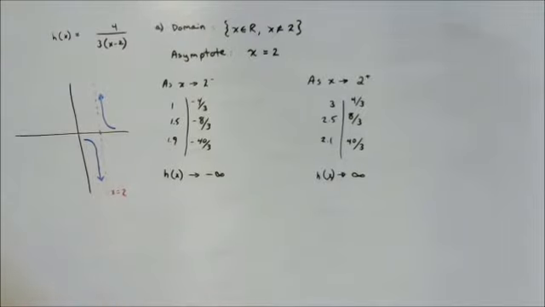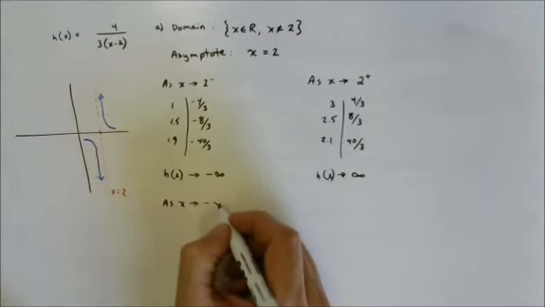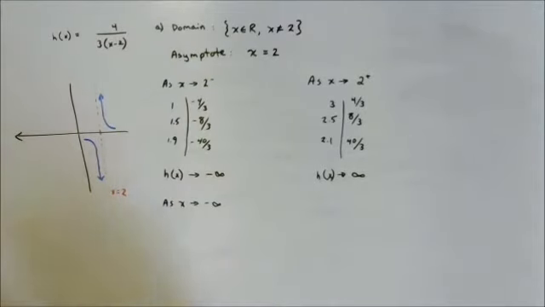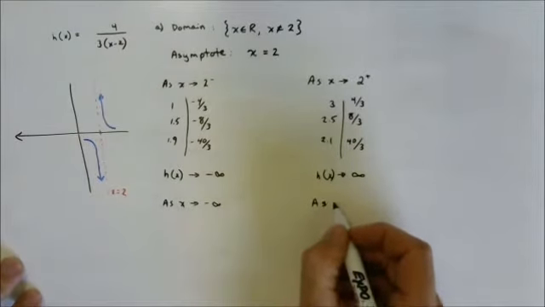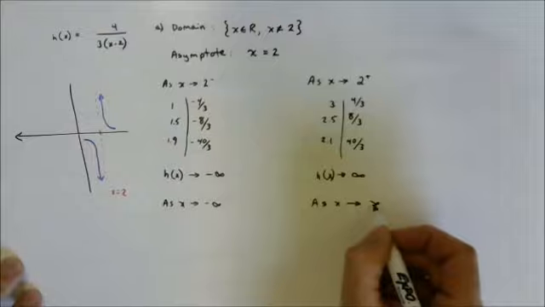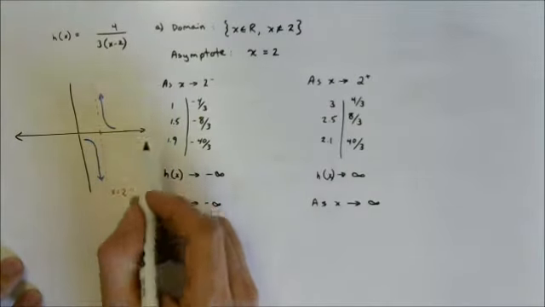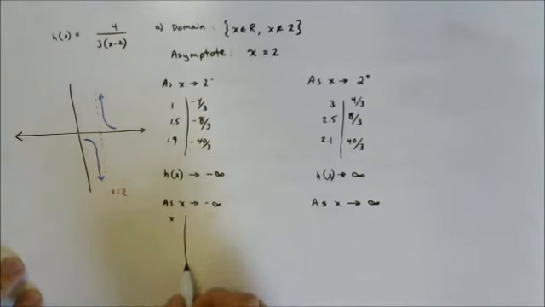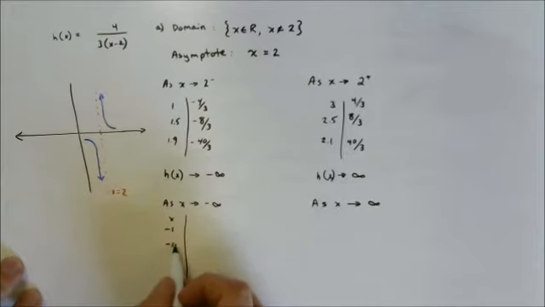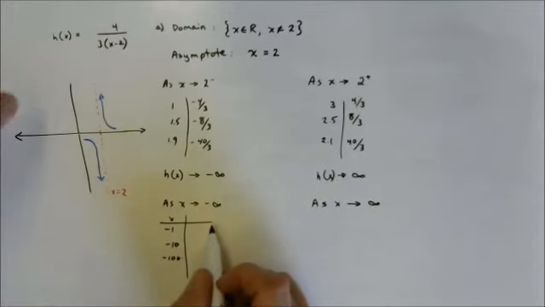Okay, what are we looking at next? As x approaches negative infinity, so as we're heading to the left, and then as x heads to the right, we can sub in some values here in negative infinity land. Let's try -1, -10, -1,000, or -100, sorry. And what values do we end up with?